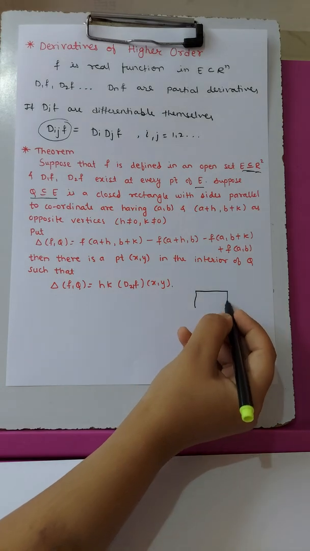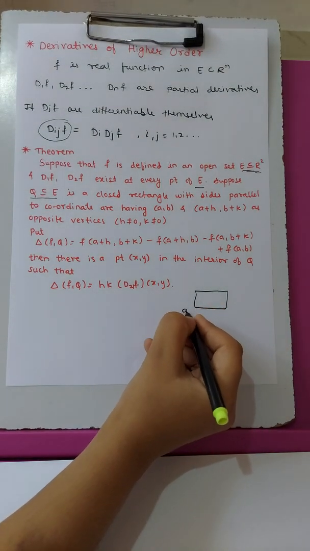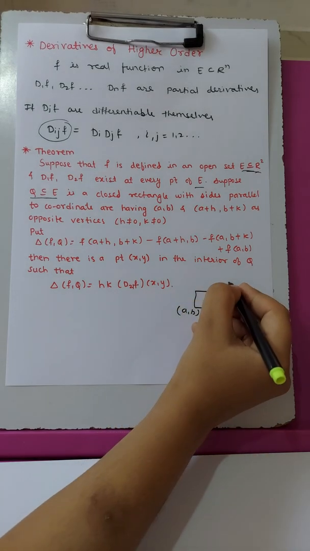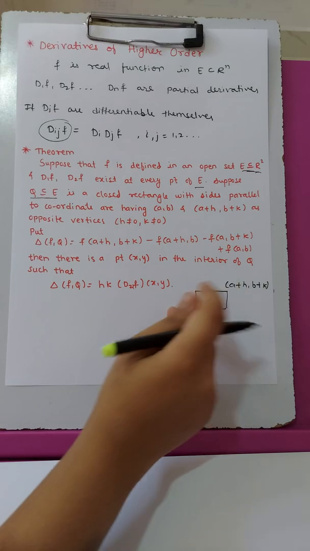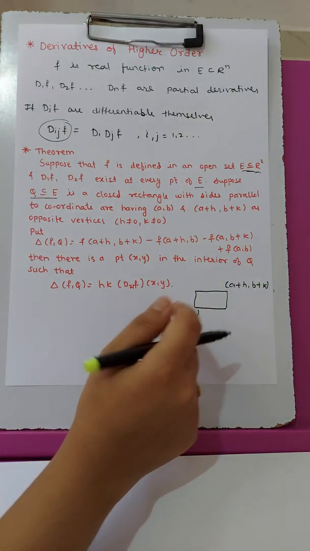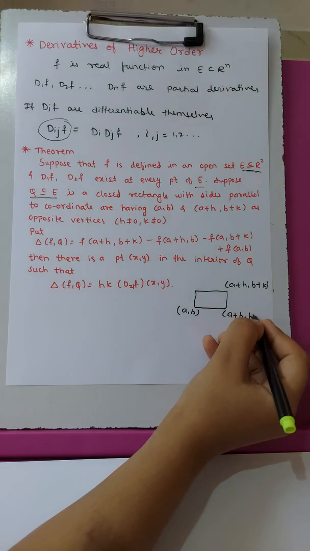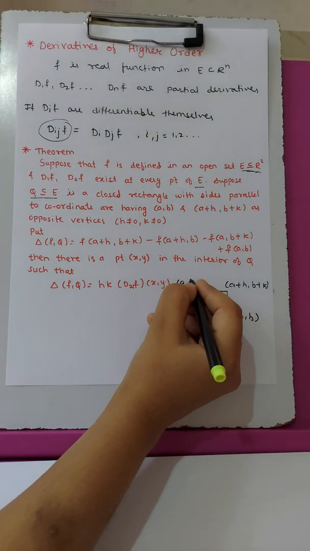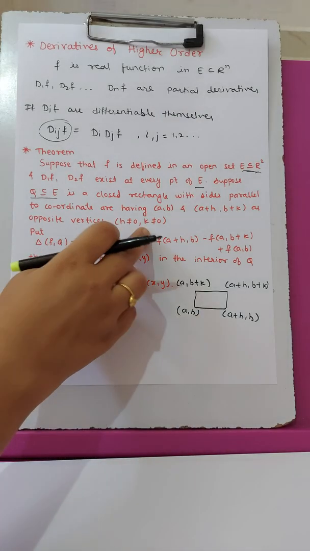That is, Q is a rectangle such that (a, b) and (a plus h, b plus k) are opposite vertices of this rectangle. So the other vertices will be (a plus h, b) and (a, b plus k), where h and k are both not 0.